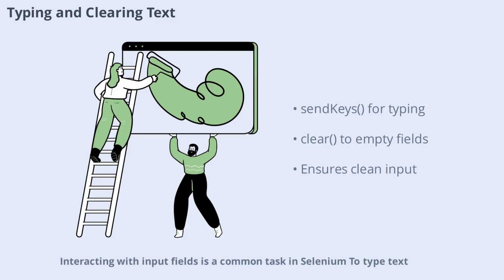Interacting with input fields is a common task in Selenium. To type text, use the sendKeys method, and to clear existing text, use the clear method. For example, you can locate a search box, clear any pre-filled text, and then enter new text. This approach ensures your tests are reliable and not affected by leftover data from previous runs.